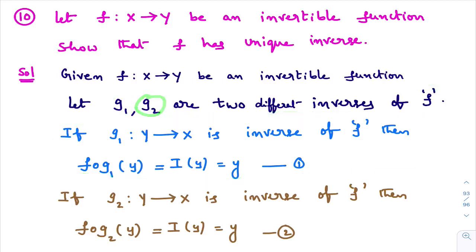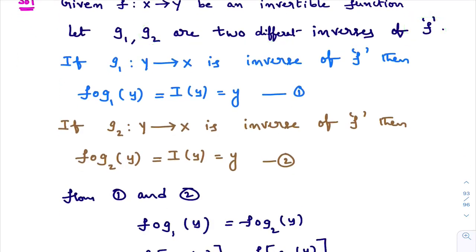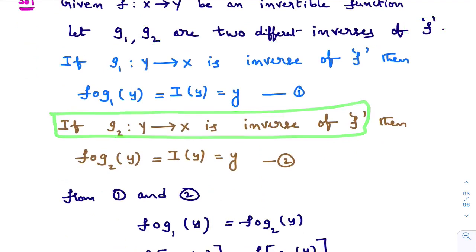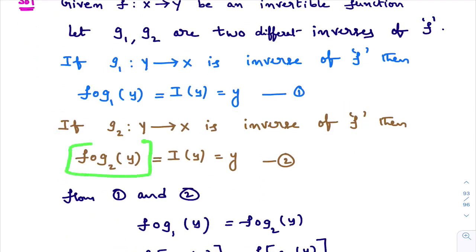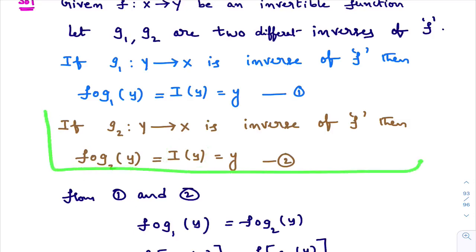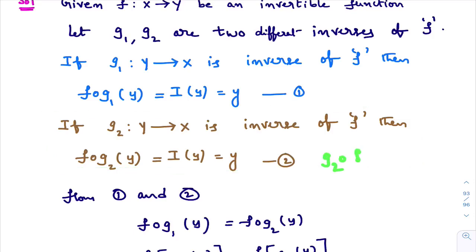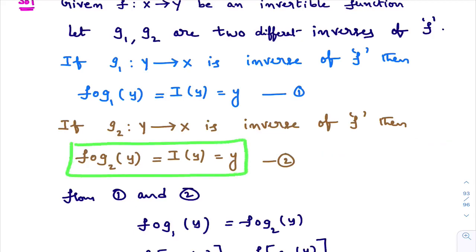Similarly, g2 is also an inverse of f, as I took g1, g2 as the two inverses of f. If g2 is the inverse of f, what can I write? I can write f circle g2 of y is I_Y. What is I_Y? As I is the identity function, I_Y is y. This step is from the definition of the inverse of a function. Here I can write one more thing also: g2 circle f equals I_X, which is the same as x. But to prove g1 equals g2, that is not necessary. That's why I wrote only this much.